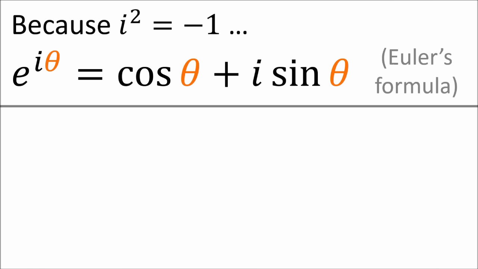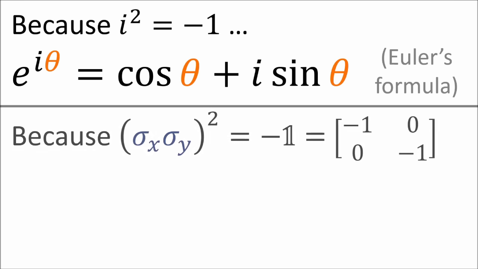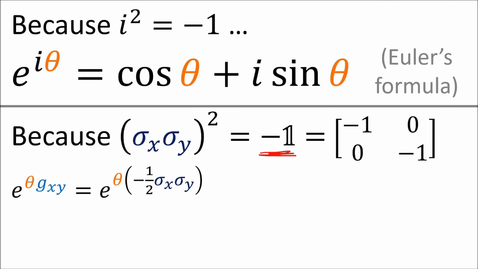Recall Euler's formula, which says that e to the i theta equals cosine theta plus i sine theta. This can be proven using the Taylor series of e, sine, and cosine. And it works because the symbol i squares to negative 1. Now, the bivector sigma x sigma y also squares to negative 1. This is easily shown using the properties of the sigmas. In matrix form, it squares to the negative of the 2x2 identity matrix, which I'm writing as this fancy number 1. Because of this, we can also use Euler's formula to rewrite its exponential.